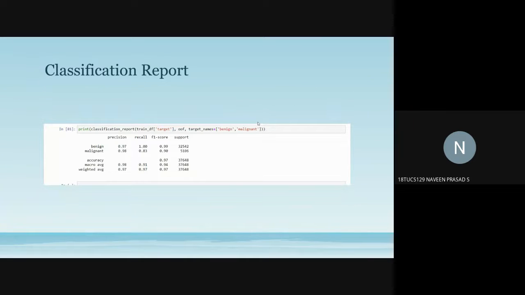This is the classification report, where you can see the accuracy is 97% and precision is almost 98%. Recall is 1 in some cases, and 83% in the case of malignant. The F1 score is almost 90 and 90. You can also see the accuracy, macro average and weighted average, different parameters. All of these are in the classification report as a result here.